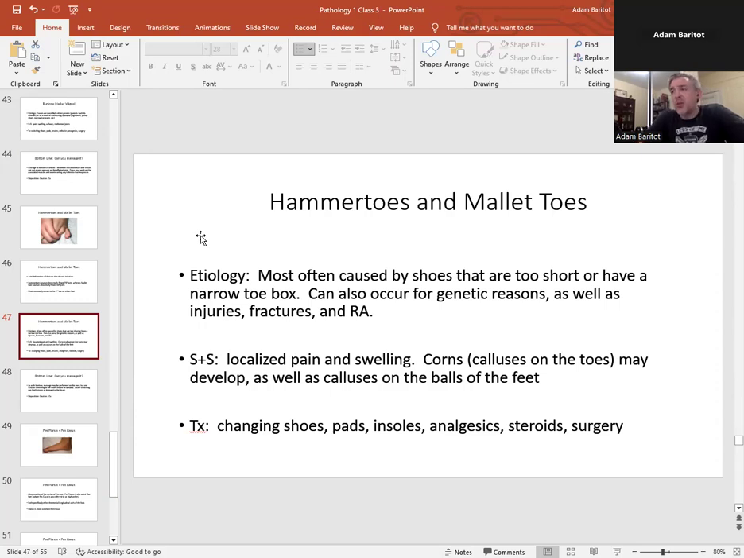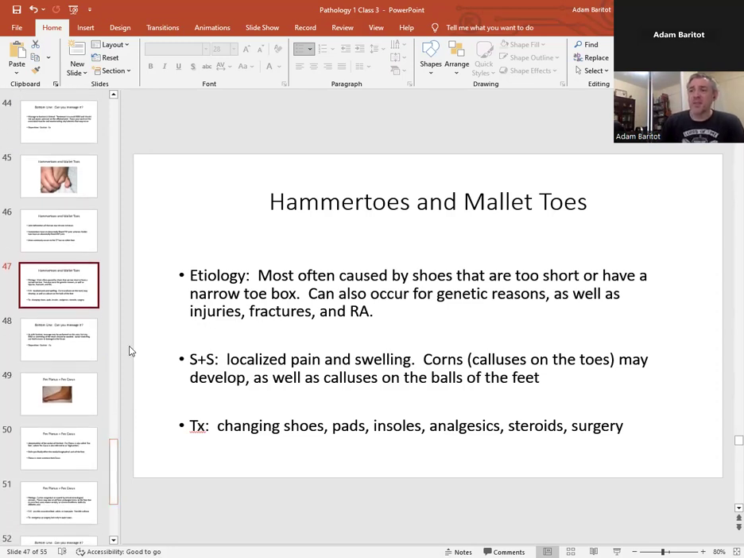Signs and symptoms: localized pain and swelling. Corns. Corns are calluses that appear on the tops of the toes. They're called corns because they look like, well, corn. Pieces of corn stuck to the feet. Yes, not great. They may develop as well as a big old fat pad callus on the ball of the foot as well. We definitely see this with the usage of high heels.